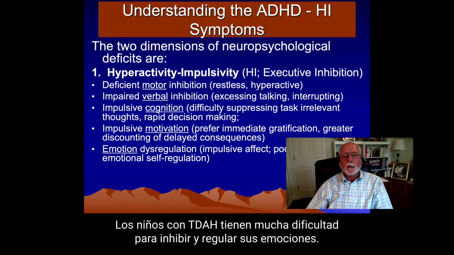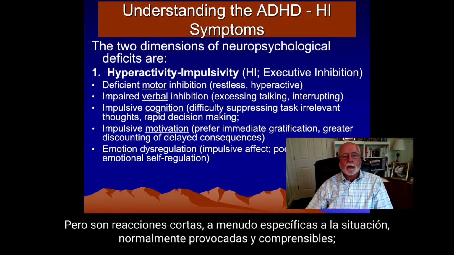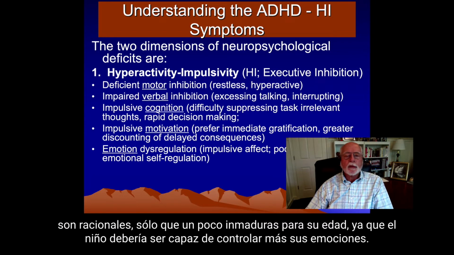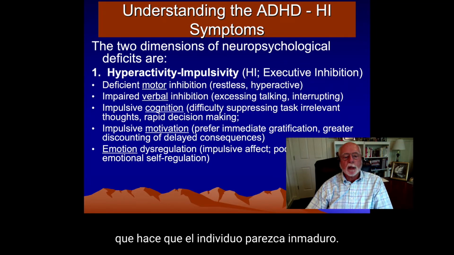ADHD children have a lot of trouble with emotional inhibition, emotional self-regulation. Their emotions are shown very quickly when provoked. But those emotions are short duration, often situation specific, usually provoked, and are understandable. They're rational. They're just a little immature in that the child, for their age, should be showing more self-control of their emotion than they happen to do. So there's a problem with the executive top-down regulation of typical emotions, making the individual appear to be immature.